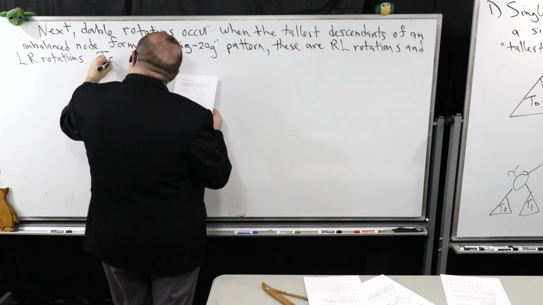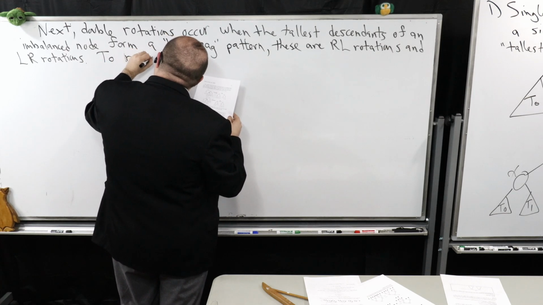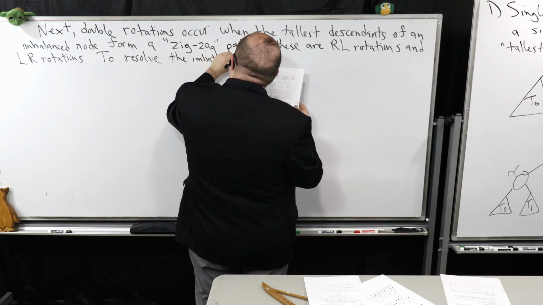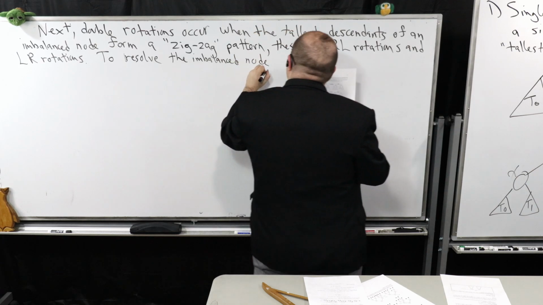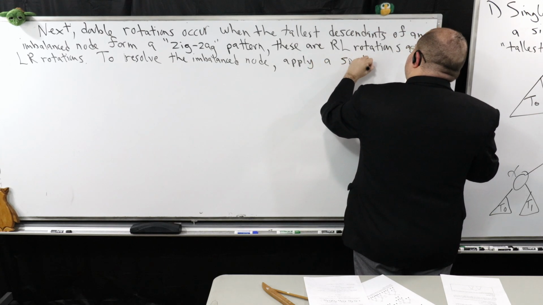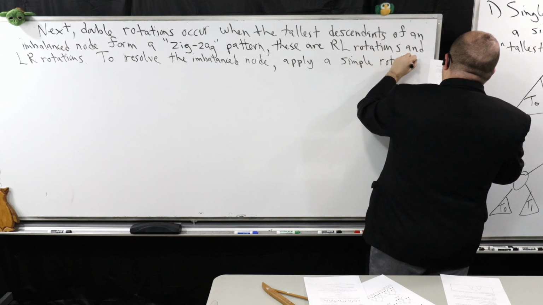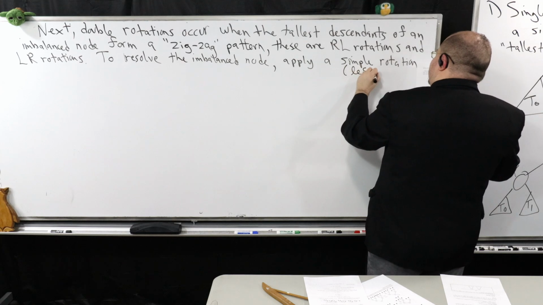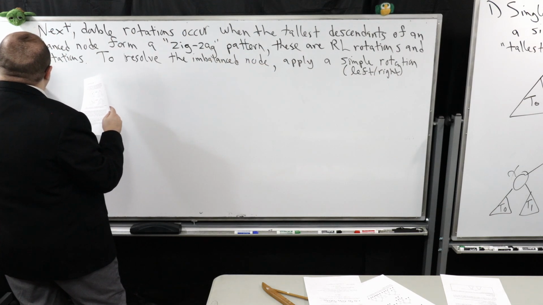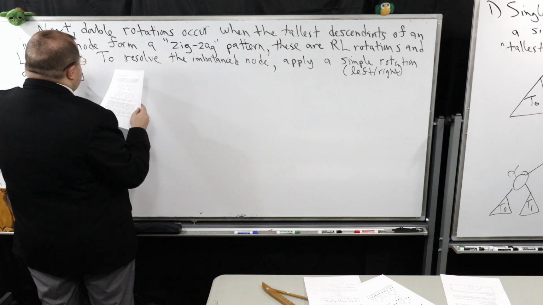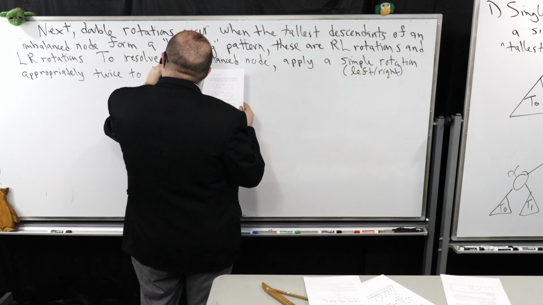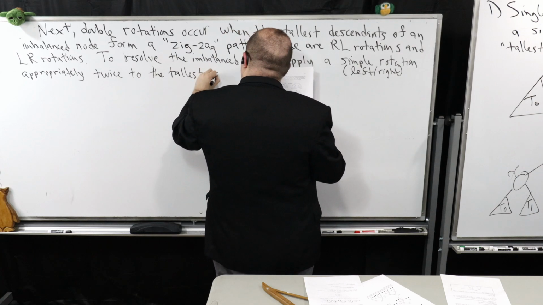So what do we do to resolve it? To resolve the imbalanced node, apply a simple rotation, i.e. a left or a right rotate, appropriately twice to the tallest grandchild.